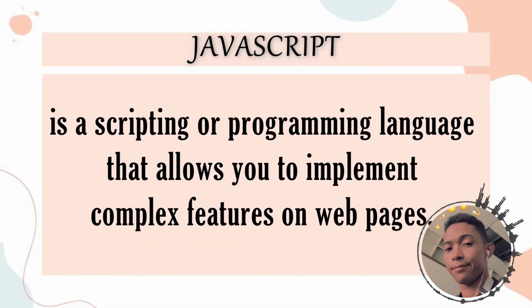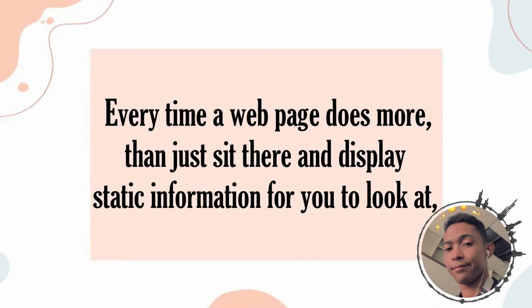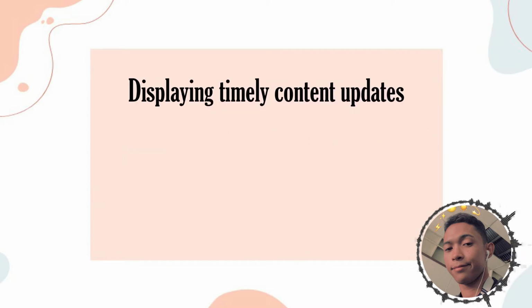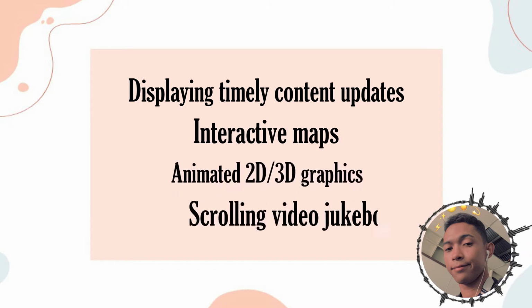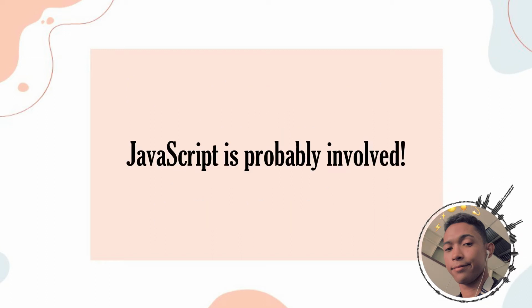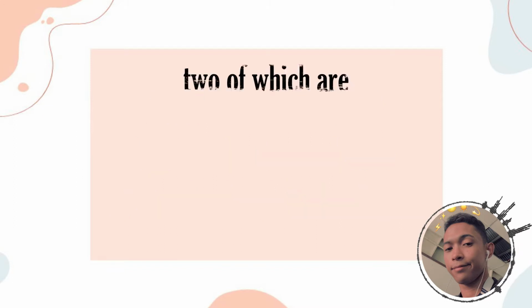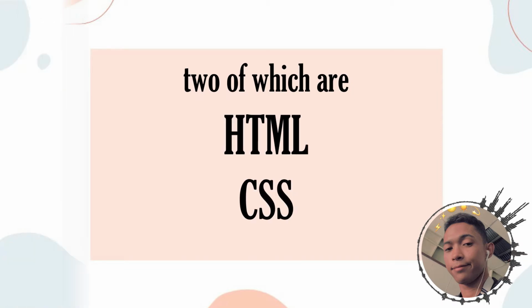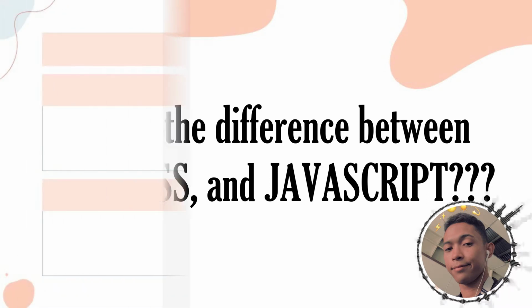JavaScript is a scripting or programming language that allows you to implement complex features on web pages. Every time a web page does more than just sit there and display static information for you to look at, like displaying timely content updates, interactive maps, animated 2D or 3D graphics, or scrolling video jukebox, you can bet that JavaScript is probably involved. JavaScript is a third layer of the layered cake of standard web technologies, two of which are HTML and CSS. So, what is the difference of HTML, CSS, and JavaScript?